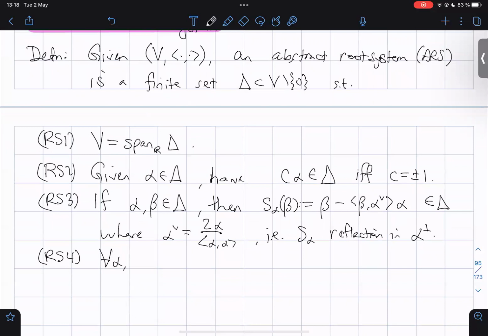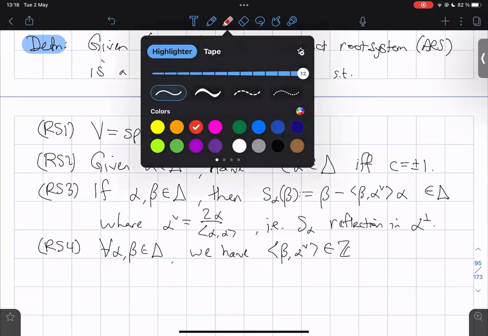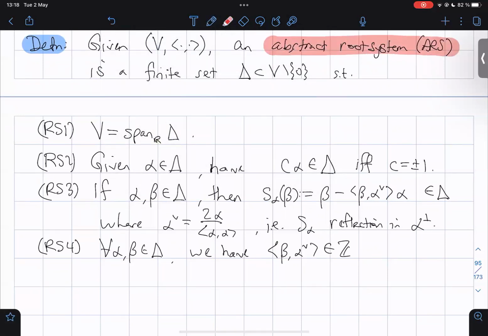And lastly, this condition that came up in our calculations above, namely this crystallographic restriction. So these are the axioms of an abstract root system, ARS.